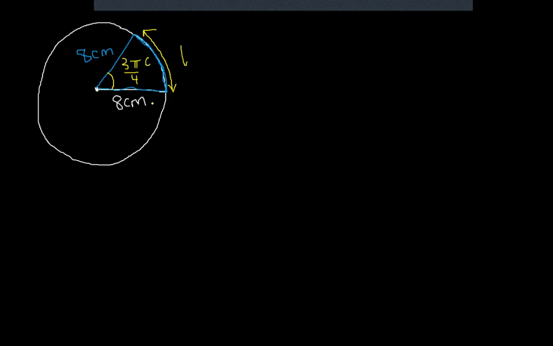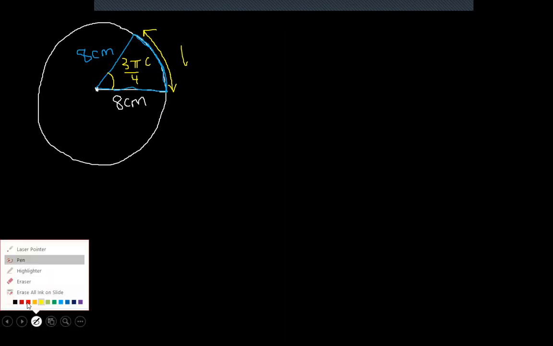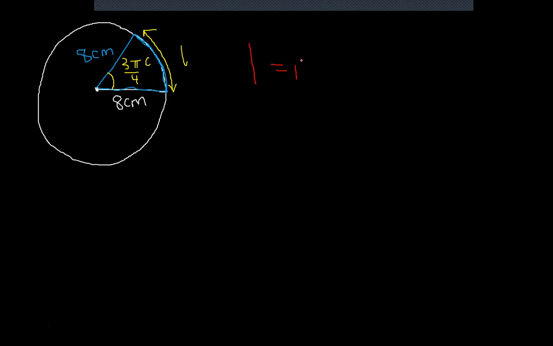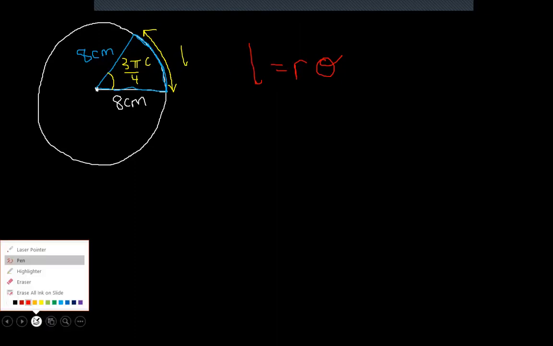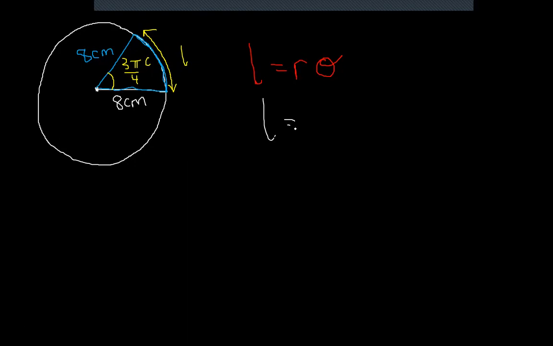We know a formula. When the angle is in radians, we use the formula L is equal to R theta to find the length L of the arc. Okay. So what did they tell me? So they want me to find this. So this would remain L is equal to R, which is my radius. They told me that the radius is 8 cm. So I'll put 8 here, theta. Theta is 3 pi on 4. So this is multiplied by 3 pi on 4.